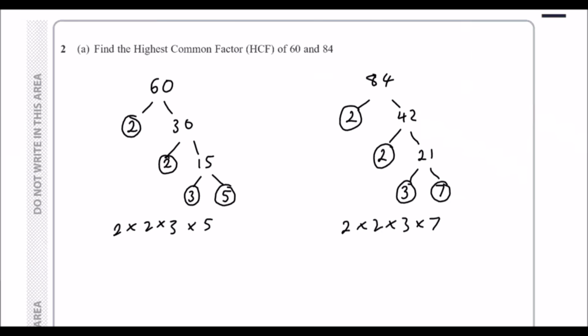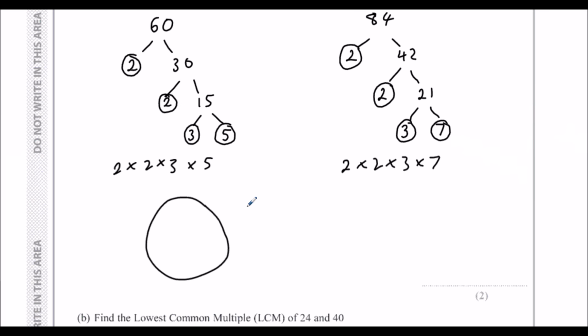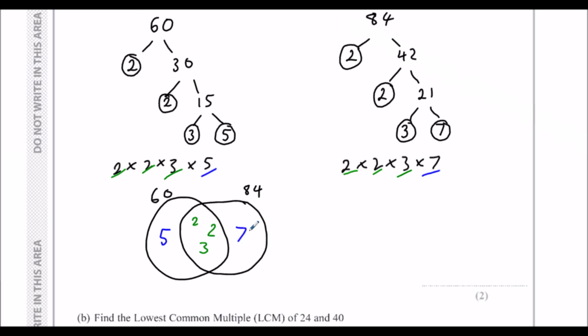So we want the highest common factor. So what are the common prime factors? So what do they both have in them? 2 twos and a 3. They've both got 2 twos and a 3. And then 60 has also got 5. And 84 has also got 7. So the common prime factors are 2, 2 and 3. So the highest common factor is 2 times 2 times 3. And 2 times 2 times 3, well 4 times 3 is 12. So the highest common factor is 12.